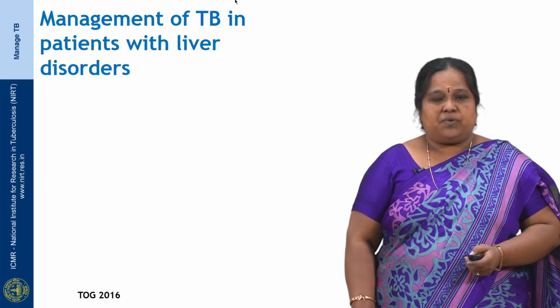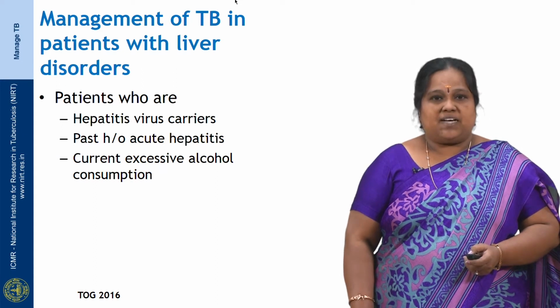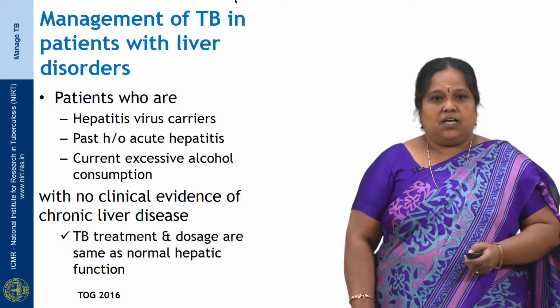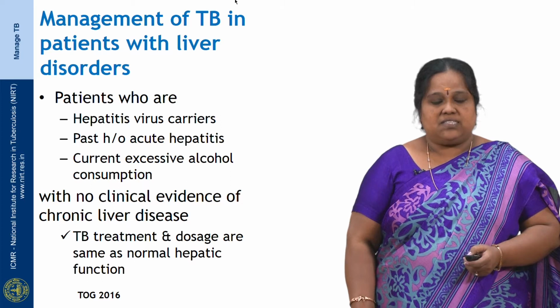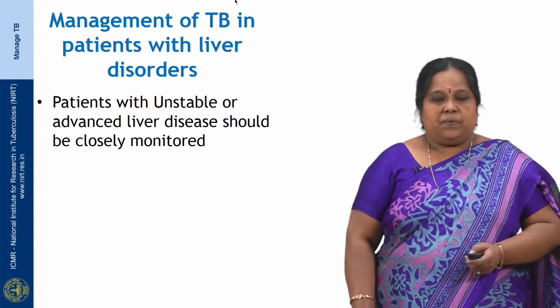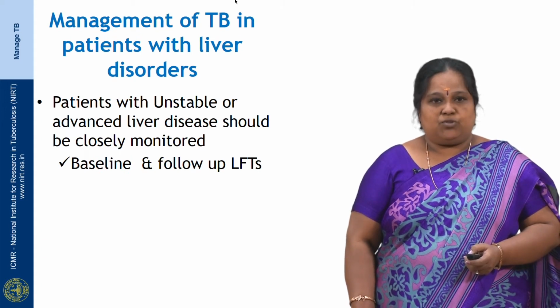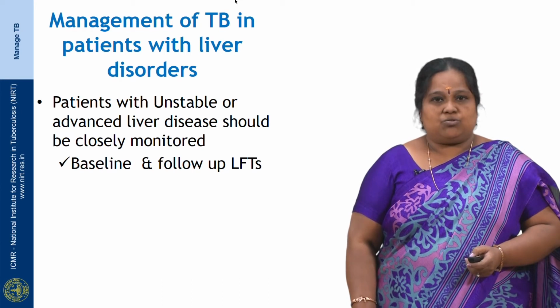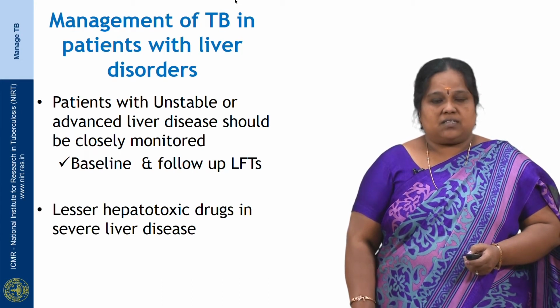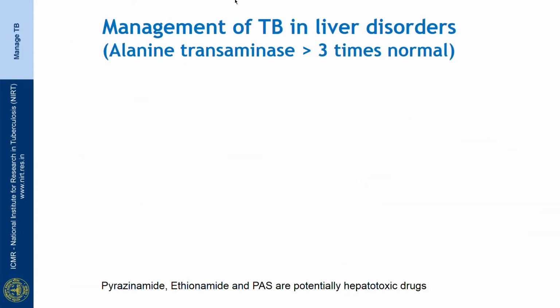Next, we come to the management of TB in patients with liver disorders. For patients who are hepatitis virus carriers, patients with a past history of acute hepatitis, and patients with current excessive alcohol consumption but no clinical evidence of chronic liver disease, the TB treatment and dosage are the same as for people with normal hepatic function. Patients with unstable or advanced liver disease should be closely monitored. So, we have to do a baseline LFT before treatment initiation, and follow-up LFTs are also necessary. Less hepatotoxic drugs should be given in severe liver disease patients, and we always have to get an expert consultation while managing patients with liver disorders.